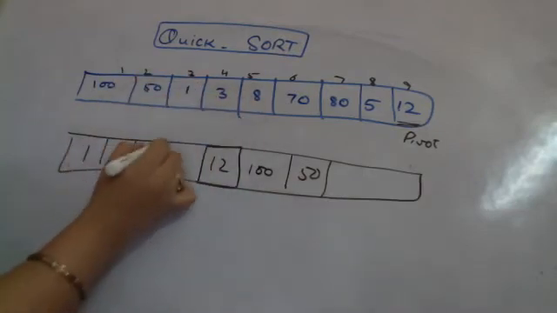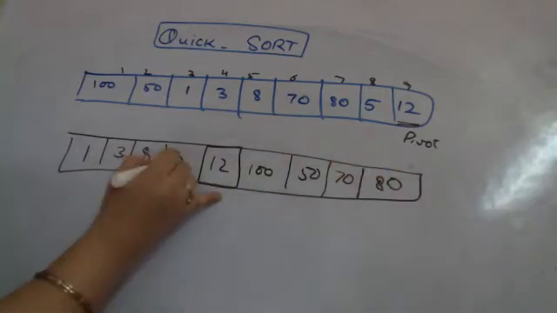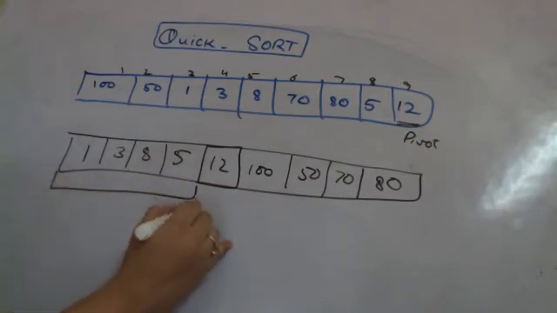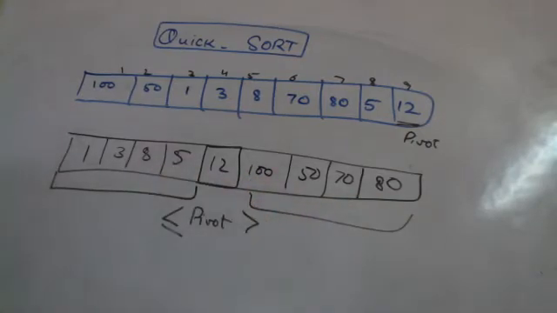8 is smaller than 12, 70 is greater than 12, 80 is greater than 12, 5 is smaller. So this is the array which is smaller than or equal to the pivot element, and this is an array which is greater than the pivot element. I repeat the same procedure on both the halves. Now it is not necessary that these are equal halves.